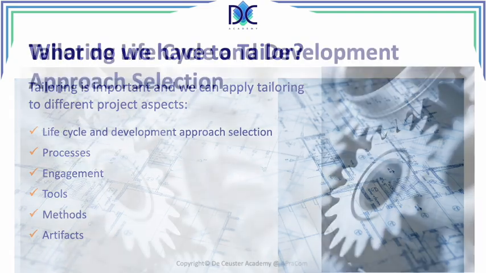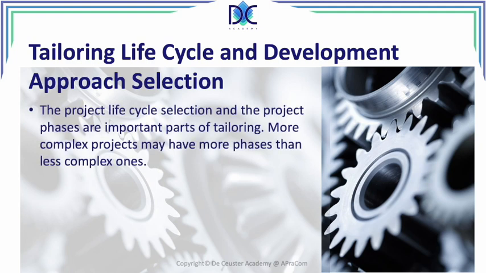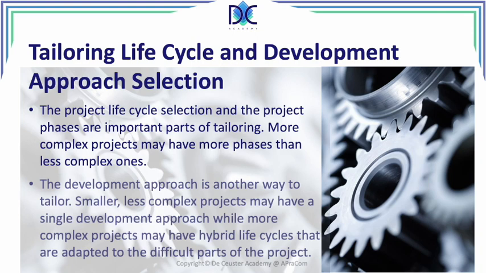Now, when we look at the tailoring of the life cycle and the development approach, we look at the project life cycle selection. We have to see what project phases are important parts of tailoring. More complex projects may have more phases than less complex ones. On the other element, the development approach is another way where we can apply tailoring. Smaller, less complex projects may have a single development approach, while more complex projects may have a hybrid life cycle that can be adapted to the difficult parts of the project.